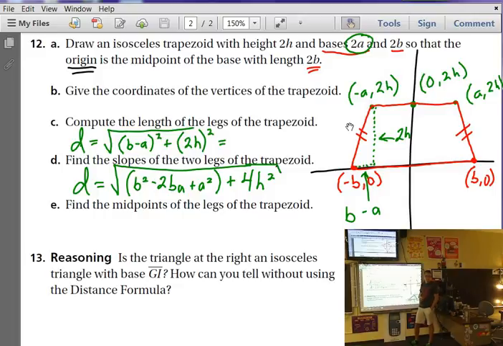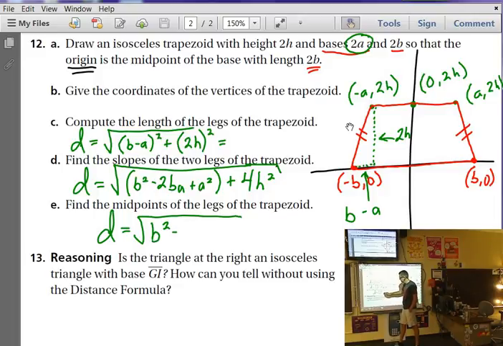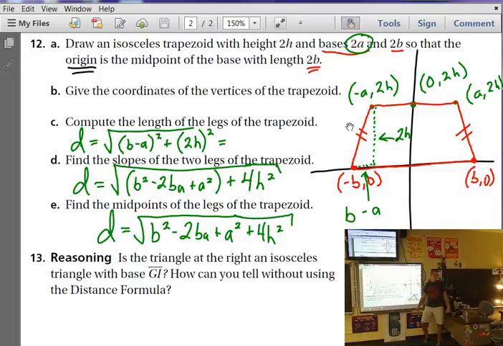Now, what am I able to do? Can I get rid of those parentheses? Like, are they doing anything? Not really, right? That's our distance. Really, really, really messy.